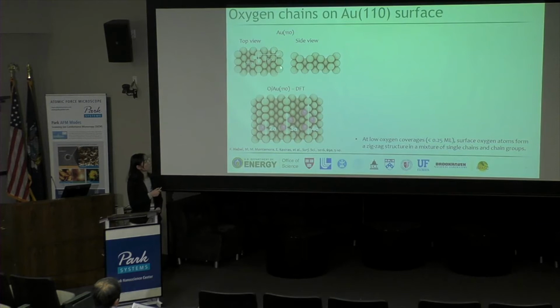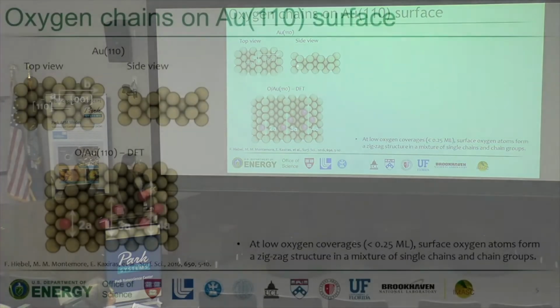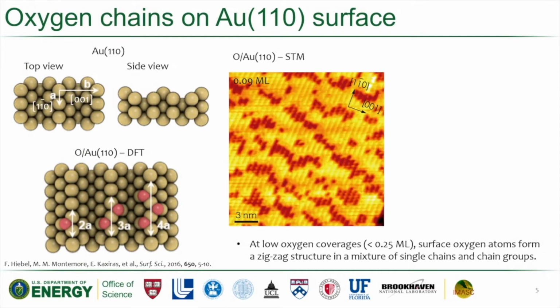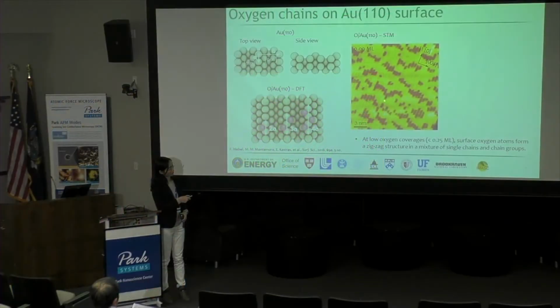Okay, we're starting with gold 110. This is the top view, and this is a side view of the surface. It actually has a zigzag and tunnels of gold. When we adsorb oxygen atoms on the surface, the oxygen atoms will form these zigzag structures. In the real STM image, the color corresponds to the apparent height, and the oxygen is imaged as dark features most of the time. These dark lines along the gold rows are oxygen chains imaged with STM.